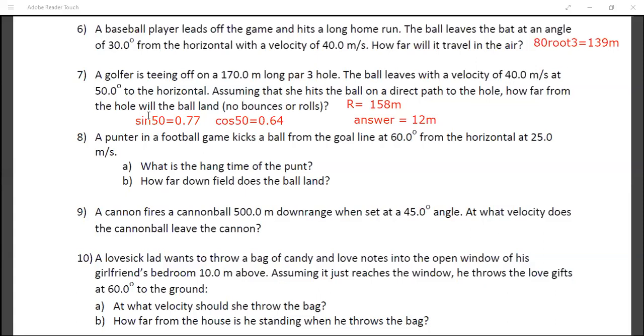Adi? So I did not understand that 12 meter part. It is said how much far it is from the hole, because whatever velocity it has been hit with, it is just covering a range of 158 meter. And it has to actually cover 170 meter to reach the hole. So how far from the hole will the ball land? That is the difference, na, the remaining distance. Okay, sir. Understood. Thank you, sir.